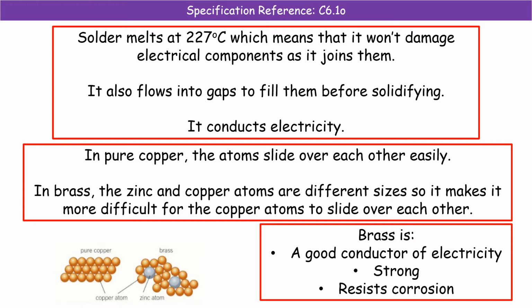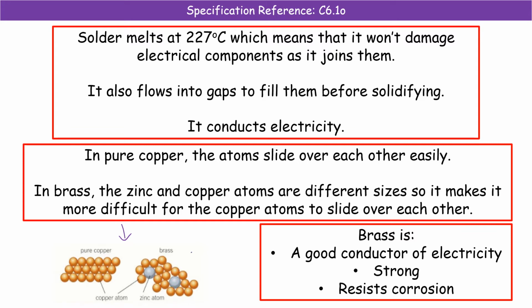If we consider the structure of an alloy then, what we can see on the left of this diagram at the bottom is pure copper. So all of the atoms are the same size, they're all held in these lovely, neat, regular rows, and therefore it's going to be quite easy to bend the copper.